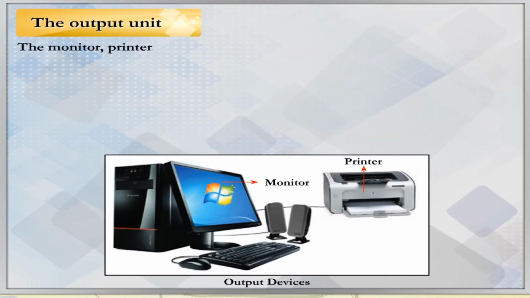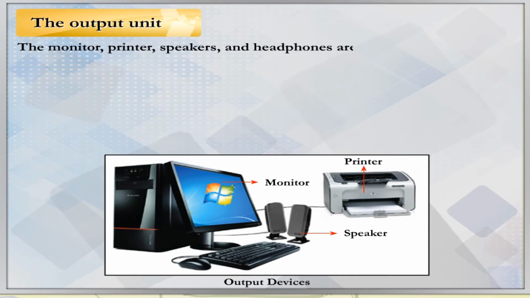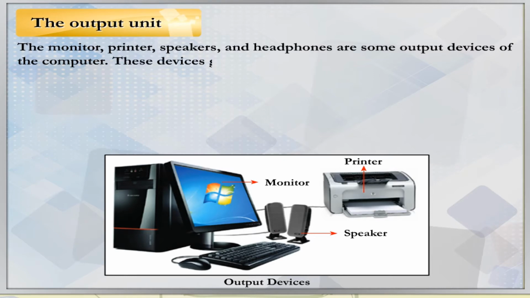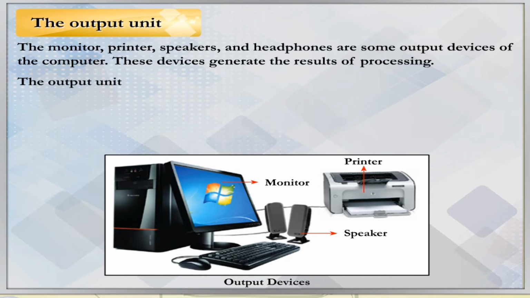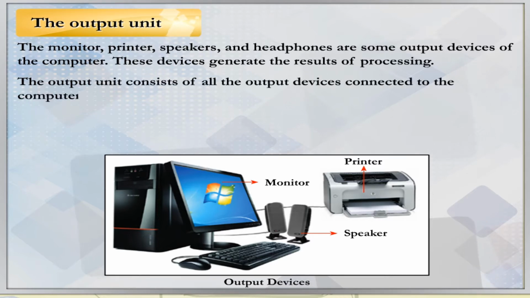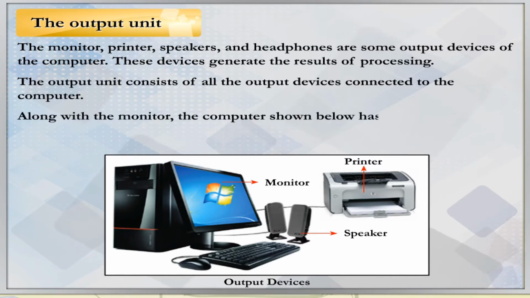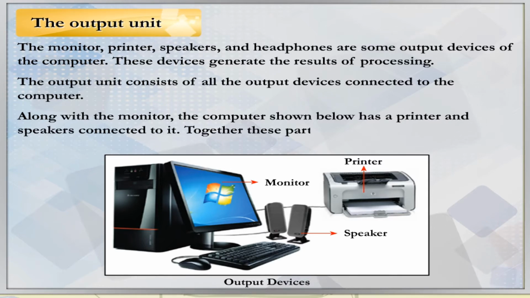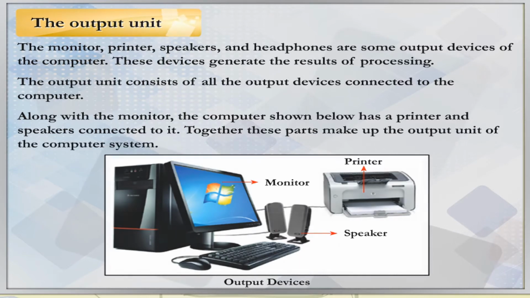The output unit. The monitor, printer, speakers, and headphones are some output devices of the computer. These devices generate the results of processing. The output unit consists of all the output devices connected to the computer. Along with the monitor, the computer shown below has a printer and speakers connected to it. Together, these parts make up the output unit of the computer system.